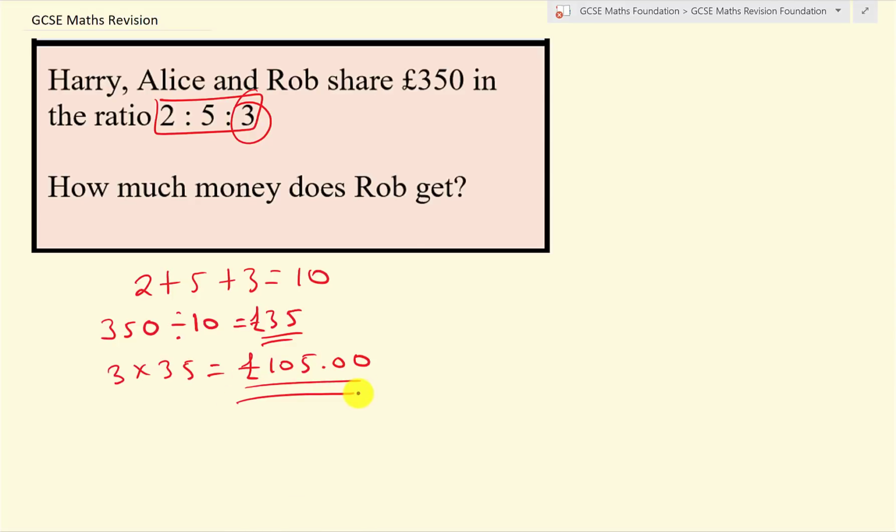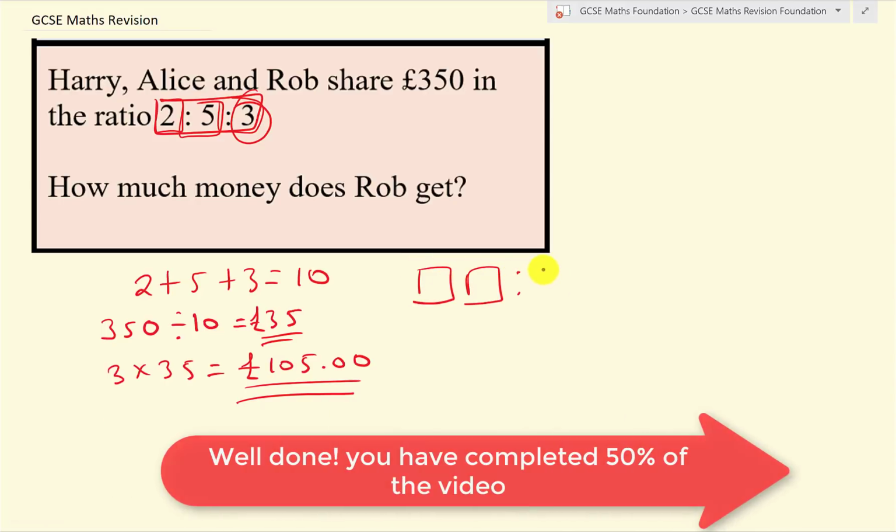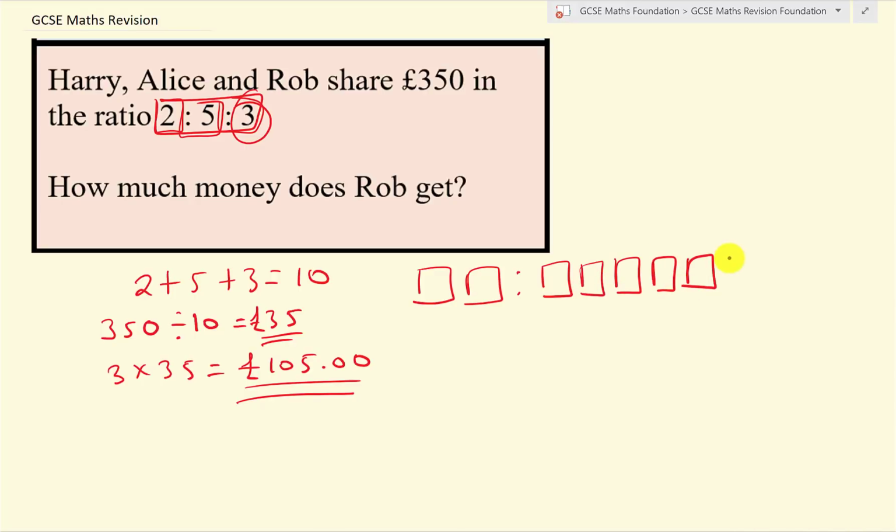We can also answer this question in a slightly different way. So if you struggle to remember all these methods, we can start off by drawing boxes for each share. So we've got 2, 5 and 3. This is Harry's share, 2. This is Alice's share, 5 of them, and Rob has 3 of them. We have 10 boxes altogether, so each box will have £35, because 350 divided by 10. Just going to write 35 in each of them.